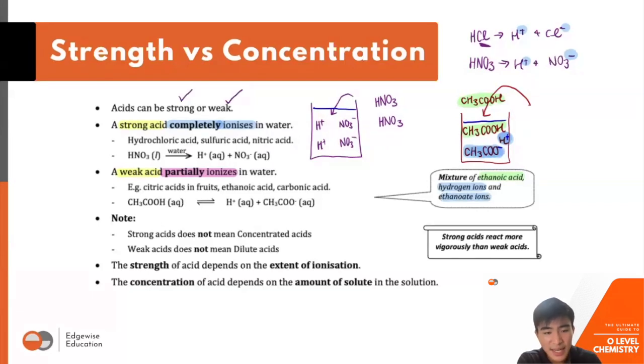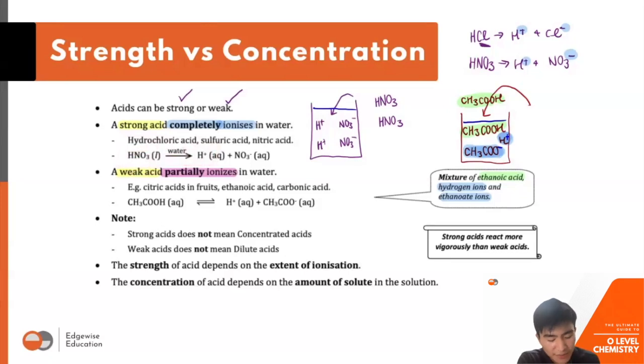Now, sounds confusing to you, right? No worry. Let's move on a little bit. Now, when we say HNO3 is a strong acid, it undergoes complete ionization, because every molecule of the acid becomes H plus. Get me? So all of the acid becomes positive ion.